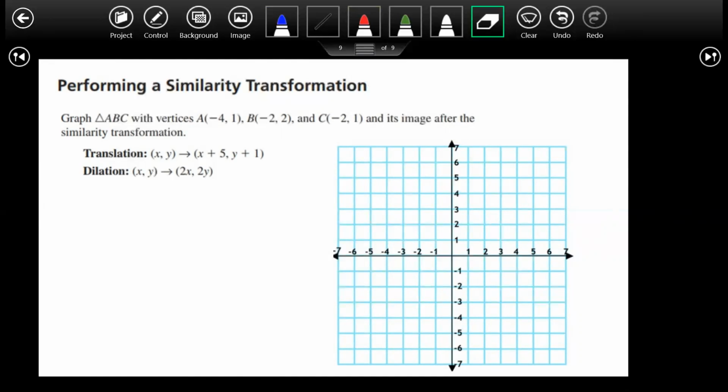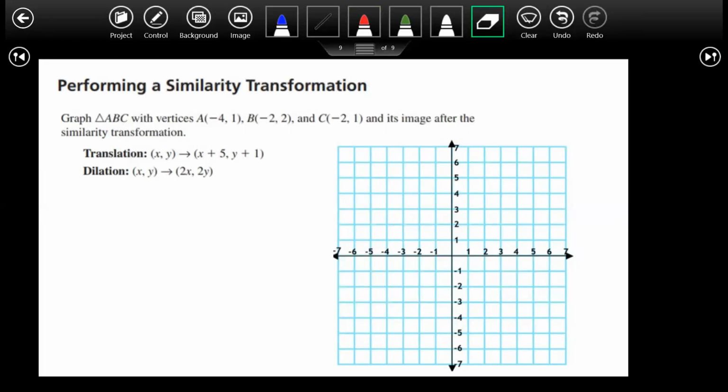Graph A, B, and C, and its image after the similarity transformation. Majority of the time, we are going to probably have some form of dilation in there, because if it wasn't, this would just be a sequence of transformations. So we're focusing on dilation, so let's focus on doing these similarity transformations.